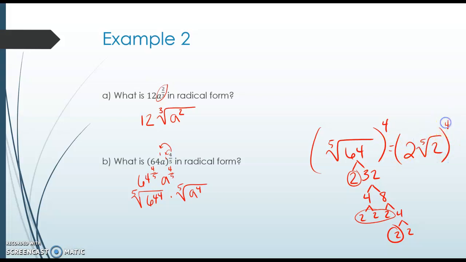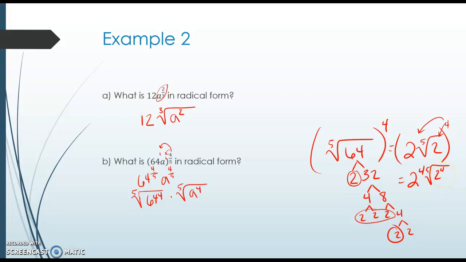And then we're taking that to the fourth power. And again, we're going to distribute into here and then to here. So we're going to end up with 2 to the fourth power, and then the fifth root of 2 to the fourth power.